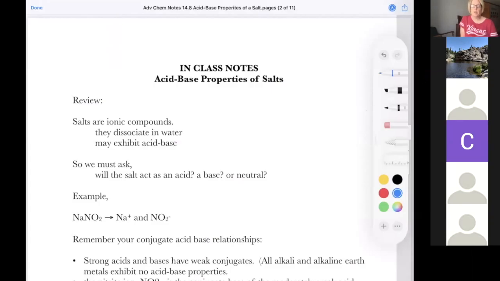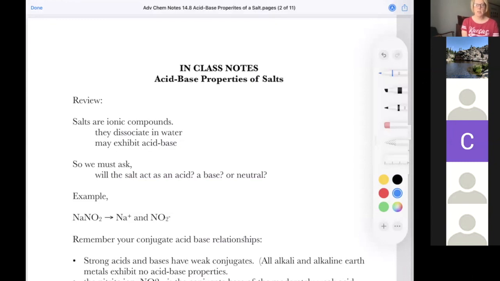Today we're going to start talking about acid-base properties of salts. Usually you probably don't think of a salt as having acid-base properties, but in fact, because they are ionic compounds, they do dissociate in water. And because they dissociate in water, depending on the ions they form, they may exhibit acid-base properties. Remember, hydrogen ions would make it acidic, hydroxide ions would make it basic. So if those salts have those kinds of ions within their structure, then they could potentially have some acid-base characteristics.